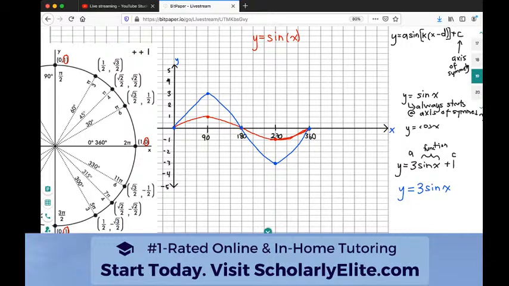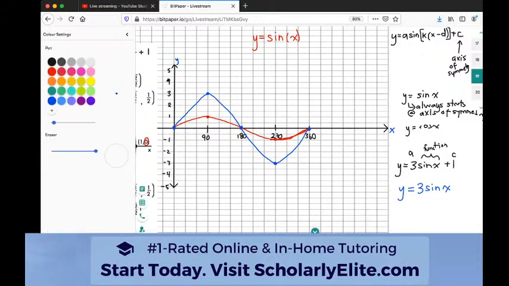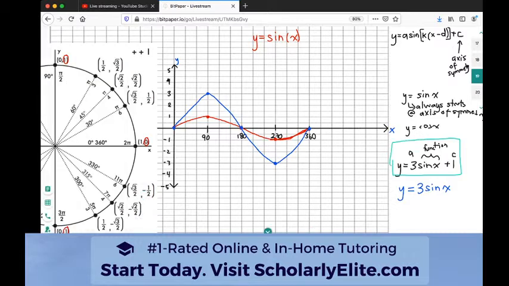Now let's say that we move up by 1. So now let's graph this function. I'm going to graph it in this blue color. Is this blue or green? I don't know. So knowing that my C term is my middle point, and knowing that a sine function usually starts at its middle point, I can then go ahead and start at my middle point.